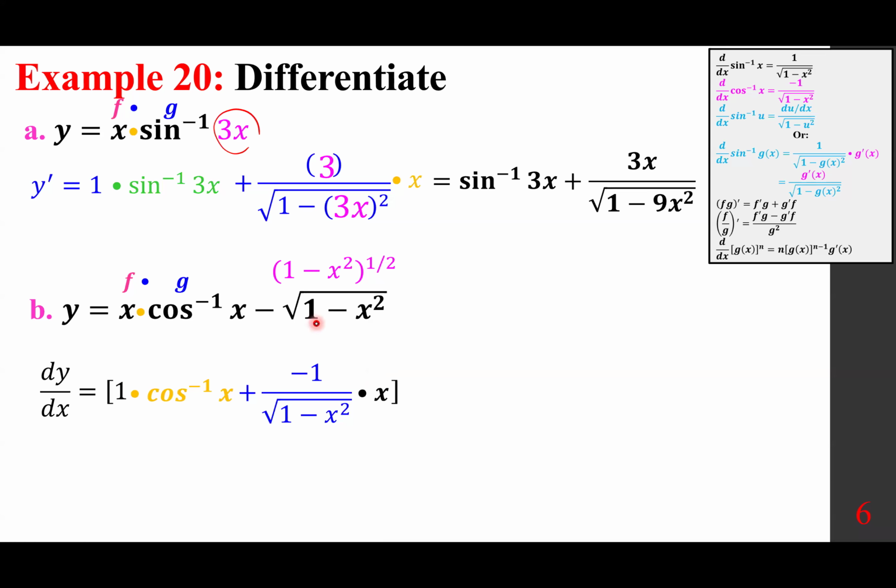Now we move on to this one. This is 1/2 times 1 minus x squared to the power of 1/2 minus 1, which is negative 1/2, and times the derivative of the inside, which is negative 2x. And this is using the extended power rule, everybody.